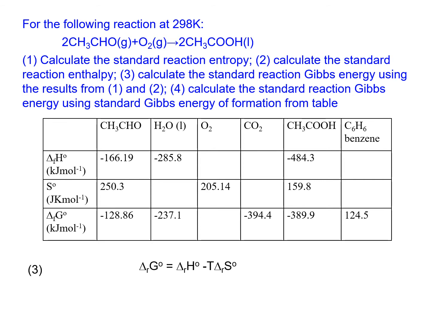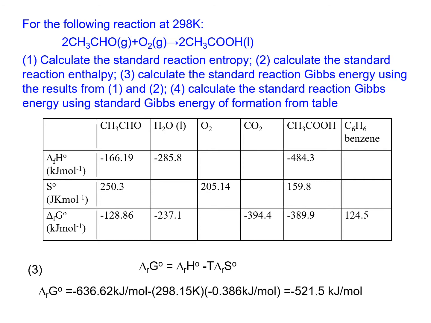It's the delta H minus T delta S. And this is the first method to calculate reaction Gibbs energy. The answer is negative 521.5 kilojoule per mole. Now, when you use this equation, please keep in mind delta H is kilojoule, delta S is joule. When you calculate delta S, usually it's joule. You need to change to kilojoule also, so that they are consistent.